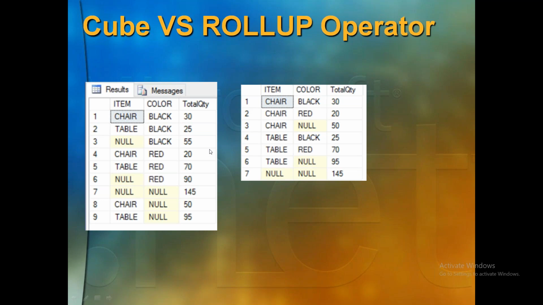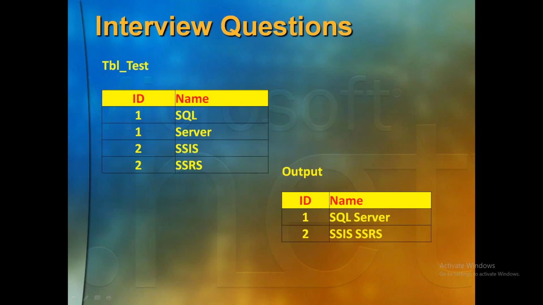So data analytics is going to be done on the numerical data, but these are supporting details. So what is the 30? 30 means chair black color 30. That is the supporting detailed data. Clear? Thank you guys. And I think there is one more interview question.